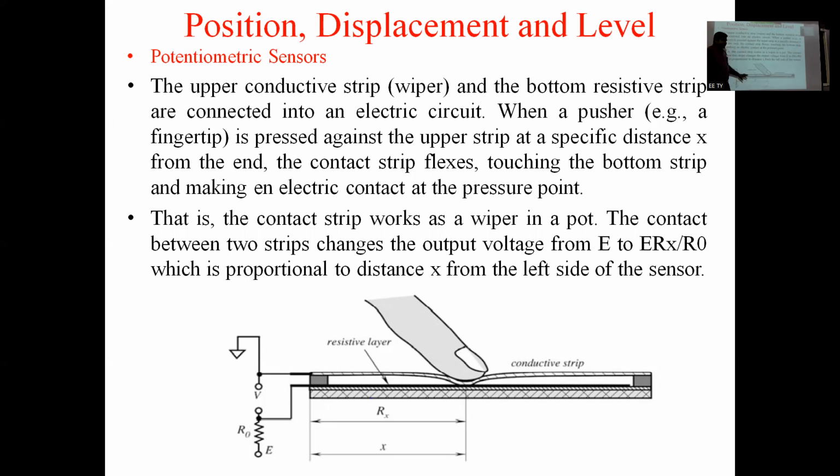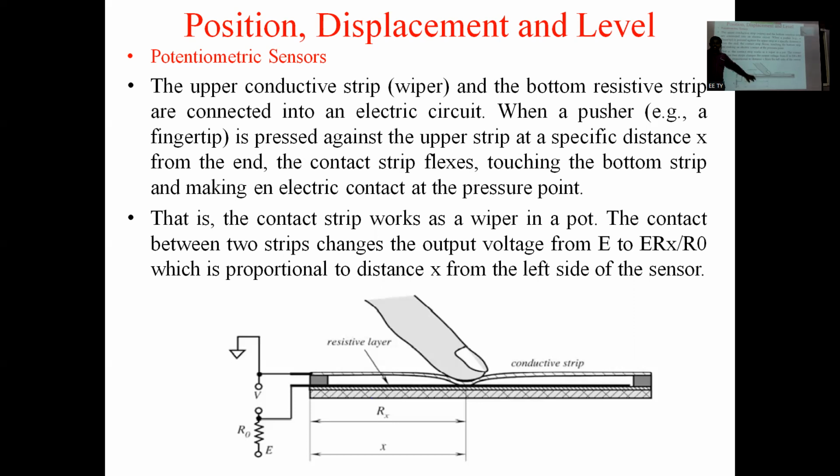See here, there are two strips. One strip is a flexible strip. One strip is made up of a resistive layer. Both are conductive strips. These are the conductive strips, but this one also has some resistance. This is the resistive layer. Now, to enable its operation, we are providing some voltage.